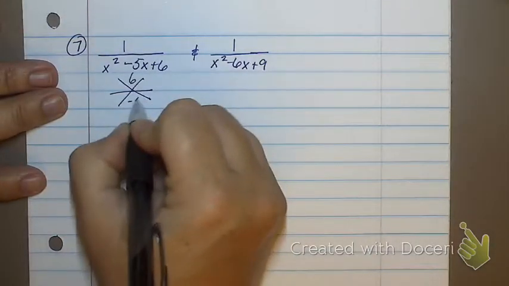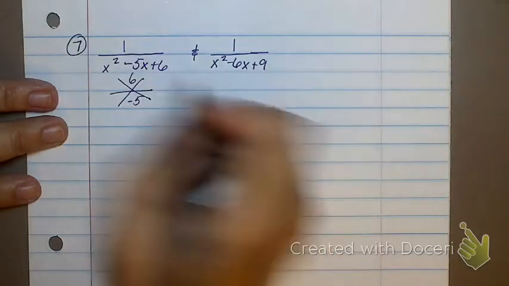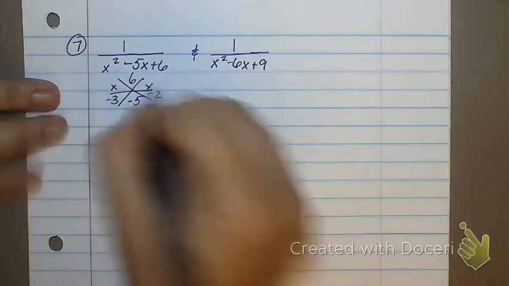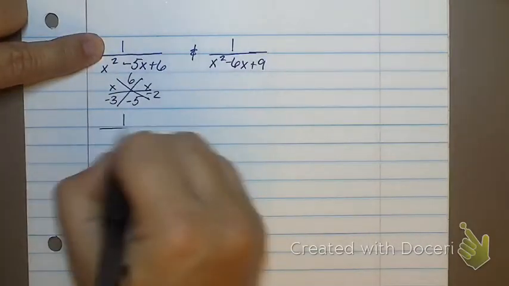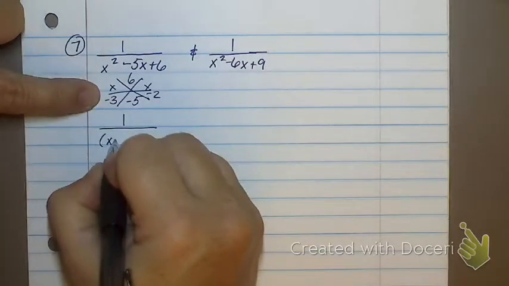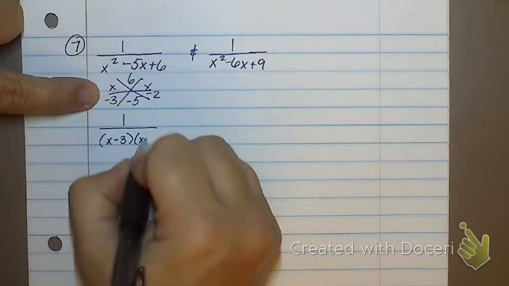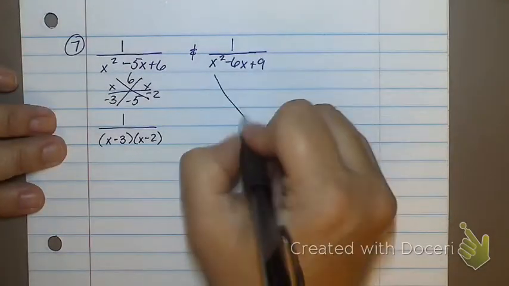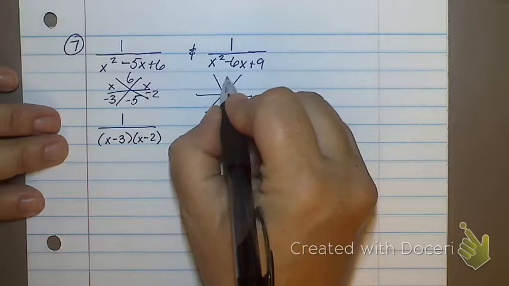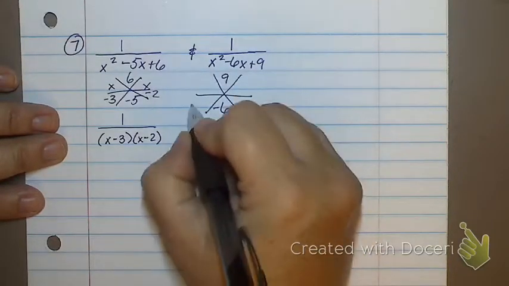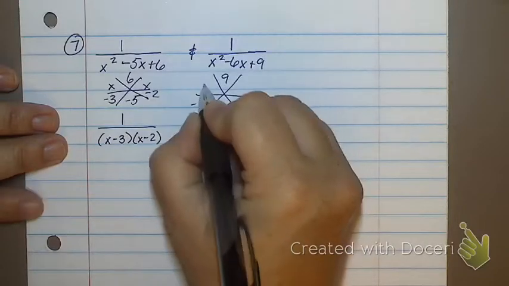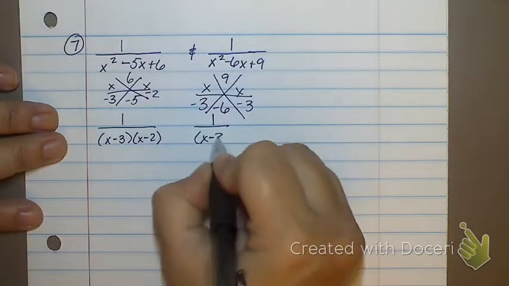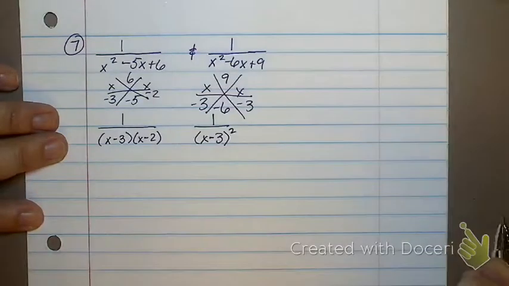6 and negative 5, what would my two numbers be? Negative 3 and negative 2. So this fraction is really x minus 3, x minus 2 on the bottom. Yeah? What about this one? Negative 3 and negative 3. So this is really 1 over x minus 3 squared, right?